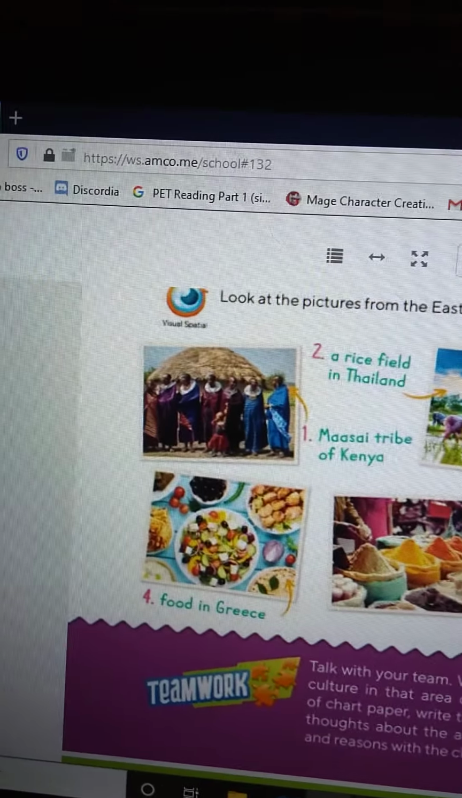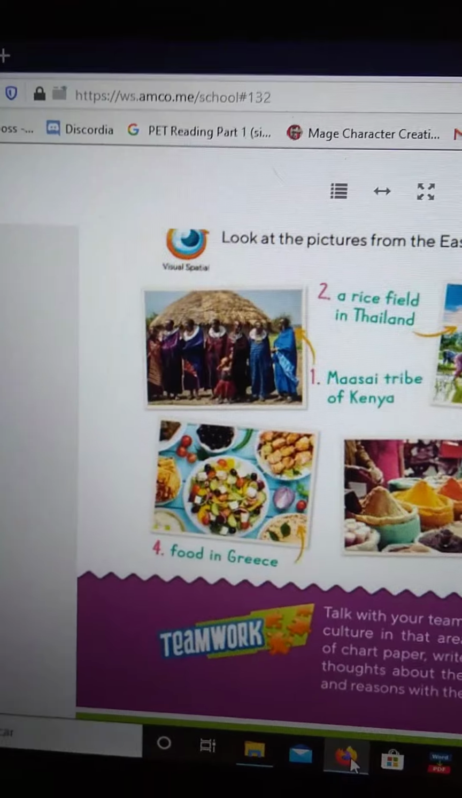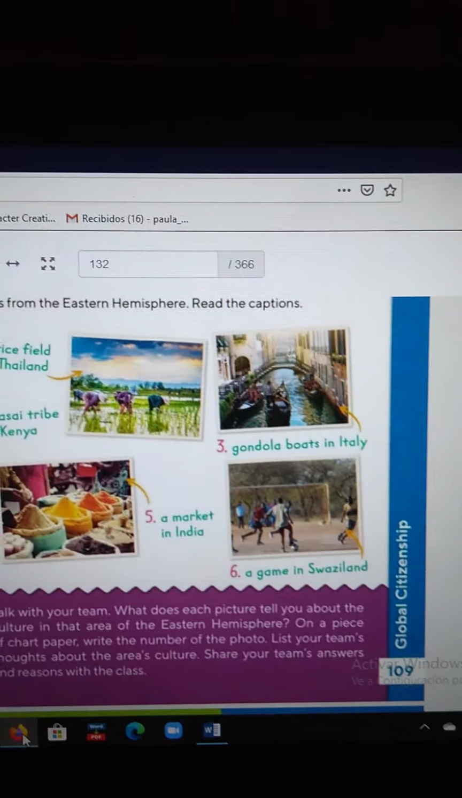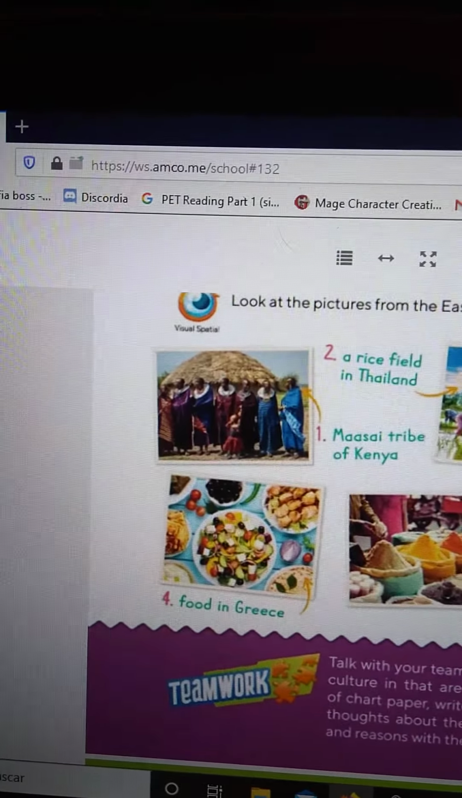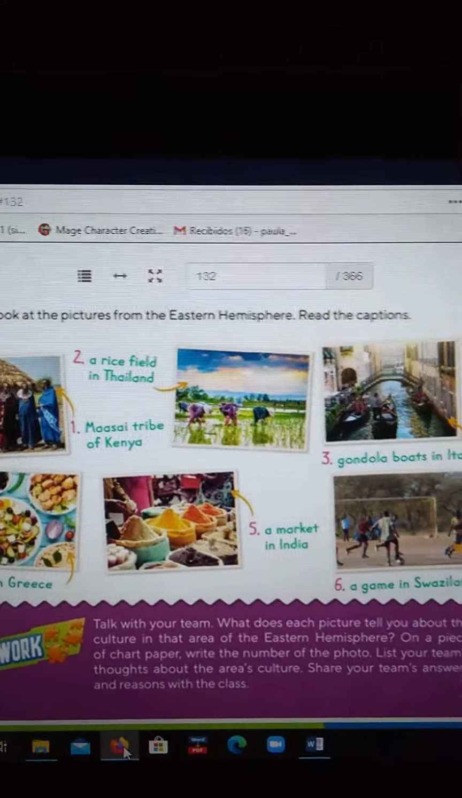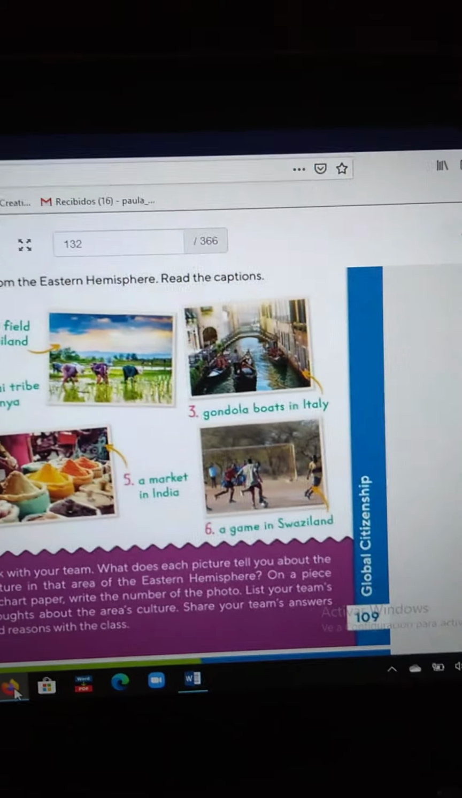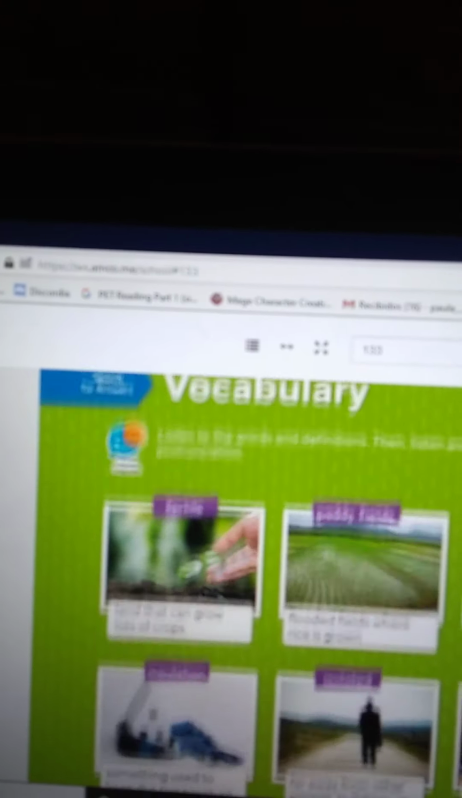So, what I want you to do is write 1 sentence about each picture, okay? What does each picture tell you about the people in the photo? One, or if you want, 2 sentences, okay? And that's it for page 109. And then we're going to go to page 110.